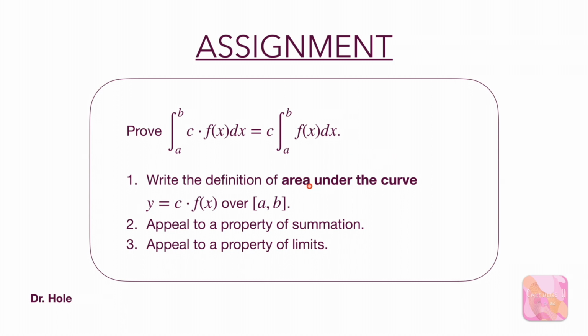Go back to the definition of the area of a curve. That should then tell you that you're looking at the limit of a Riemann sum. A Riemann sum is a finite sum, and you have properties of summation that can be applied to pull the constant through. And then you have to go all the way back to first semester calculus and apply a property of limits.